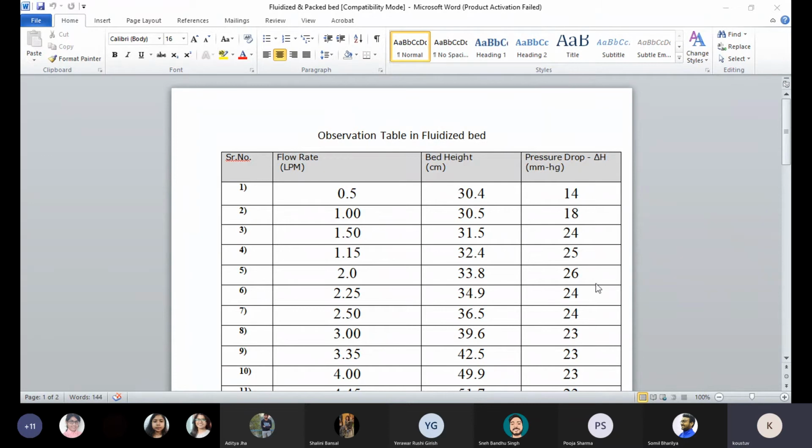Okay, no more questions. So let us touch upon the other experiment, which is the pipeline viscometer. Let me tell you the objective, what we have to do in the pipeline viscometer, and then you will see the observation table and try to calculate from it the parameter or constant that you have to calculate.